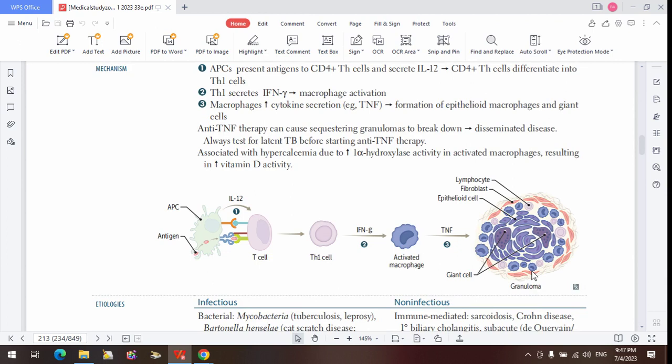Sarcoidosis can form granuloma. The activated macrophages in sarcoidosis can have this increased 1-alpha hydroxylase activity. They will produce vitamin D, which will lead to hypercalcemia.